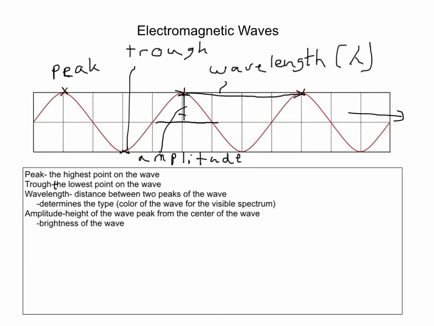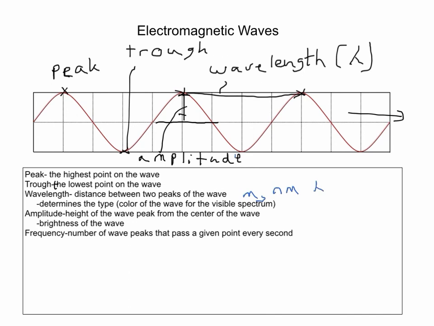And last, we have frequency. Frequency is the number of wave peaks that pass a given point every second. And how are these things measured? Well, the wavelength tends to be measured in meters or nanometers. And the symbol again for wavelength is the Greek letter lambda.